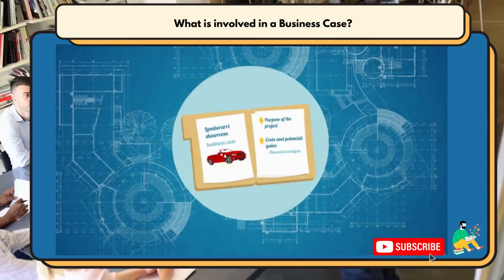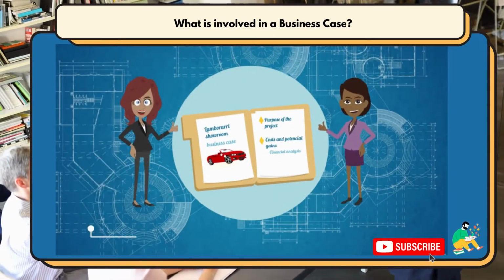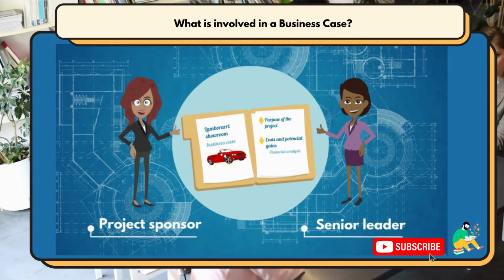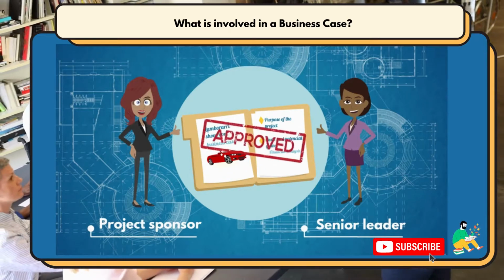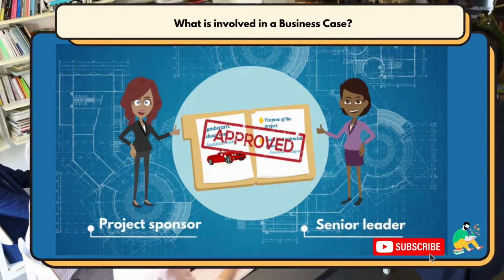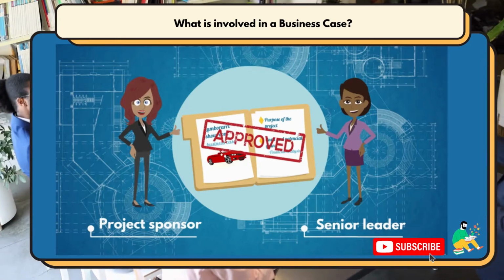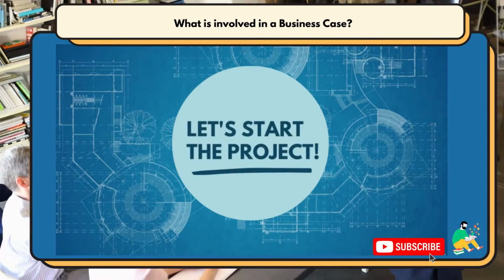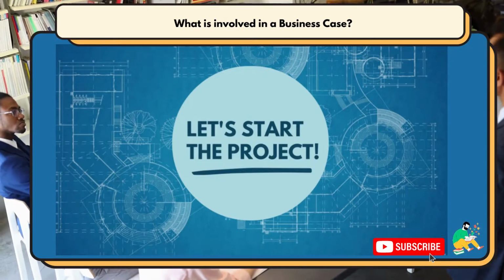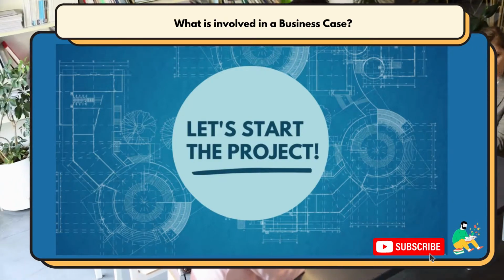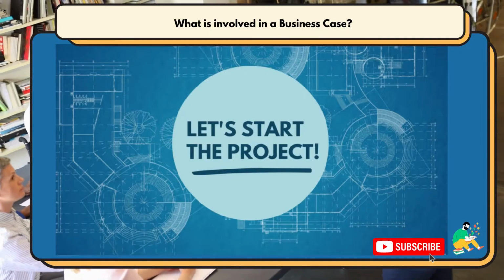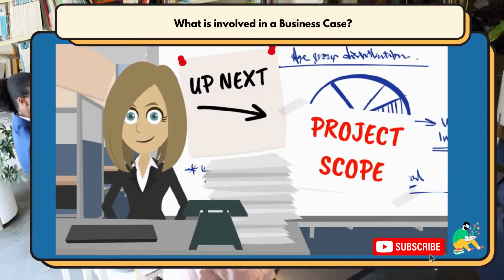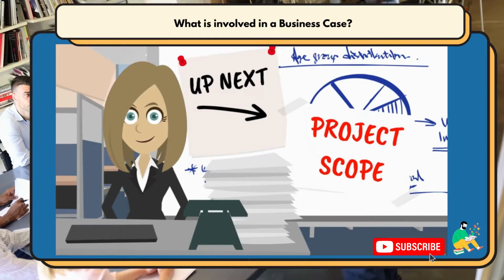But don't stress too much. This is for the project sponsor and senior leaders to prepare. However, if the business case is approved, this often serves as the official sign-off to start the project. Hurrah! We've got the go-ahead. We have a project. But you see, it's one thing having a project, it's another knowing exactly what's involved in that project. So next lesson, we'll be looking at the scope of our project. See you there.